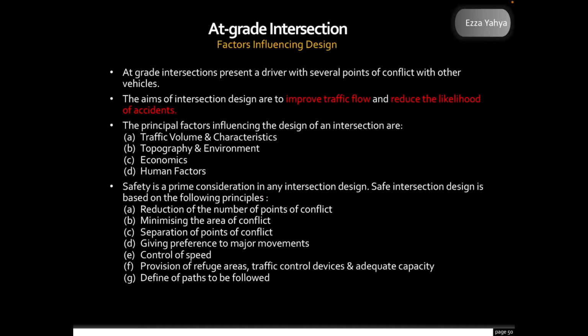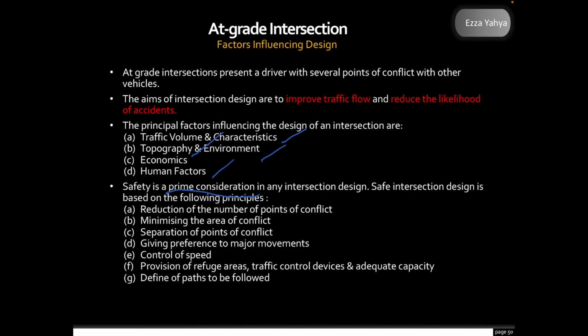So, what are the factors influencing the design of the at-grade intersection? At an intersection, a driver is presented with several points of conflict with other vehicles. The aims of intersection design are to improve the traffic flow and to reduce the likelihood of accidents. The principal factors influencing the design of an intersection are traffic volume and characteristics, topography and environment, economics and human factors. Safety is the prime, the main consideration in any intersection design. So we need to consider safety.